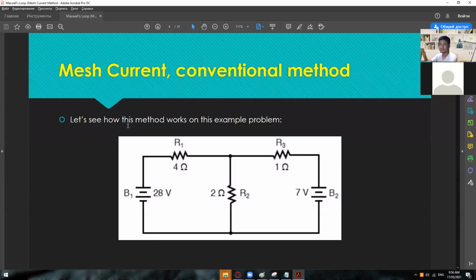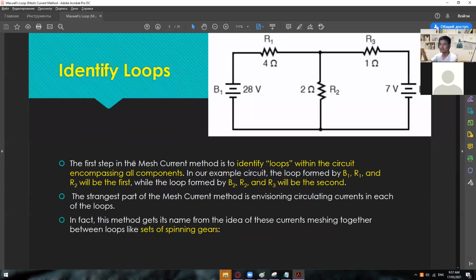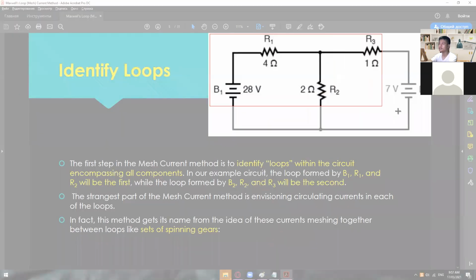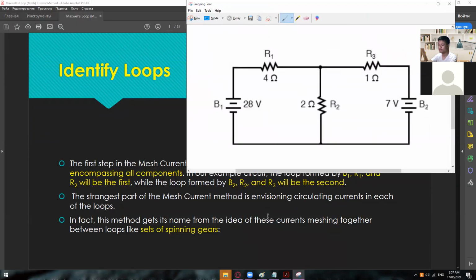Okay, so let's have this example and see how this method works on this example problem. We have a voltage source in here, another voltage source, and then we have three resistors: R1, R2, and R3. The first step in the mesh current method is to identify the loops, or the meshes to be exact, within the circuit encompassing all components. In our example circuit, the loop formed by B1, R1, and R2 will be the first, which is this one. And the second one is of course B2, R3, and R2.